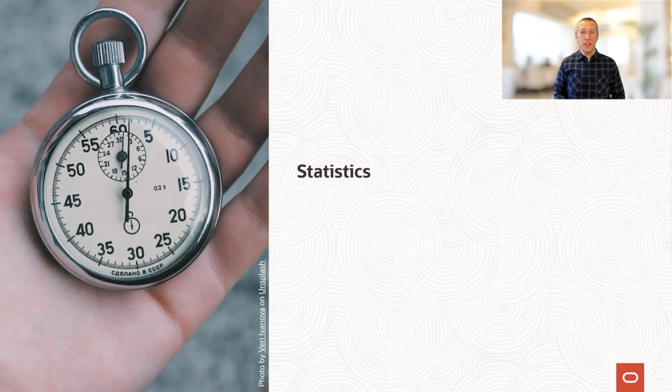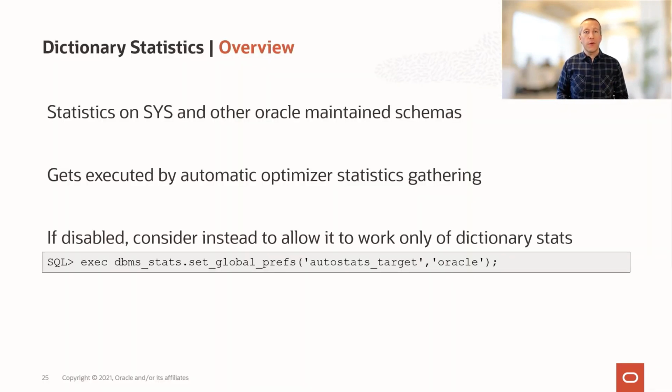Wow, interesting. The next topic is statistics. We all love statistics, and we will talk a lot about statistics today because it's really important for a well-operating database. The first thing that we will talk about is dictionary statistics. Dictionary statistics are on the schema SYS and other Oracle-maintained schemas like SYSTEM and XDB.